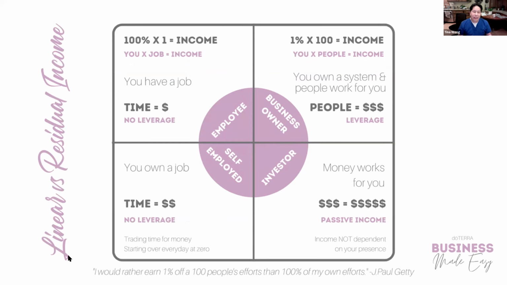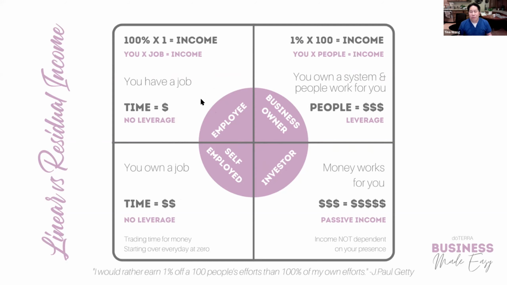This is the difference between a linear income versus residual income. So on this side of the line or the quadrant, it's linear income. On this side of the quadrant is residual income. And I'll show you a little difference between that.